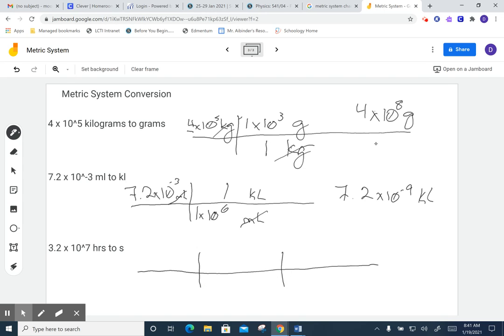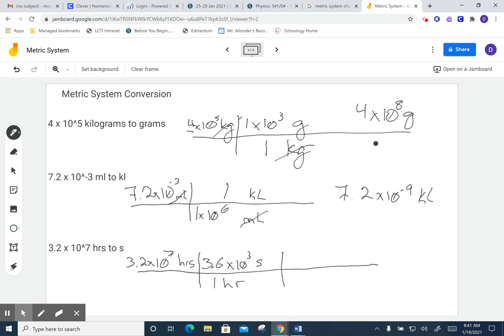So let's start by putting what we're starting with, 3.2 times 10 to the 7th hours. And I want to change that to seconds. Well, I know that 1 hour is 3.6 times 10 to the third seconds. 1 hour is 60 minutes. 1 minute is 60 seconds. 60 times 60 is 3,600, which is 3.6 times 10 to the third. Okay?